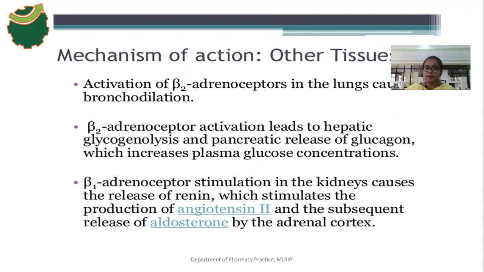Why? Because upon the activation of beta adrenergic receptors, glycogenolysis occurs in the liver. What is glycogenolysis? It is the breakdown of glycogen molecules into glucose. Then the levels of glucose in the blood increase. That is called hyperglycemia. And it stimulates the release of glucagon also. Okay, the pancreas releases the glucagon.